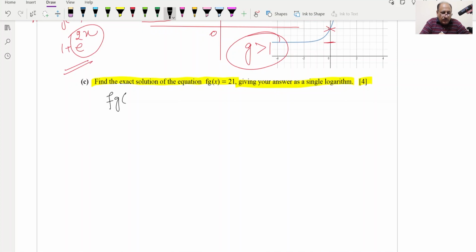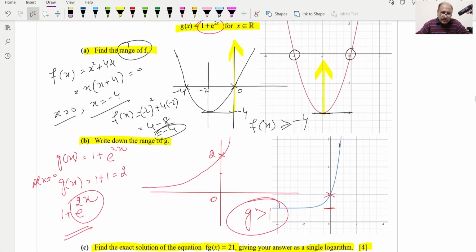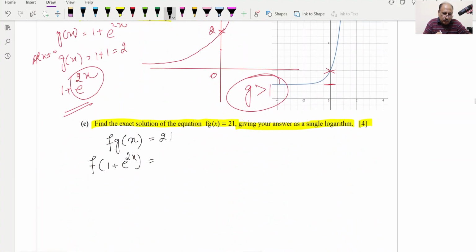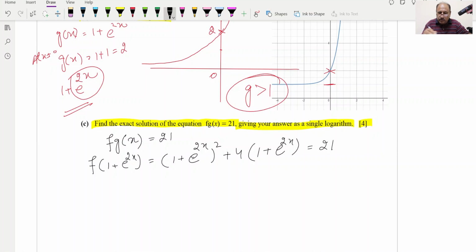f g of x is given as equal to 21. So g of x is what? g of x is 1 plus e raised to the power 2x. If we replace in f of x, which is x square plus 4x, we will replace x by 1 plus e raised to the power 2x, and take the square of this one, plus 4 into 1 plus e raised to the power 2x, and this is given equal to 21.